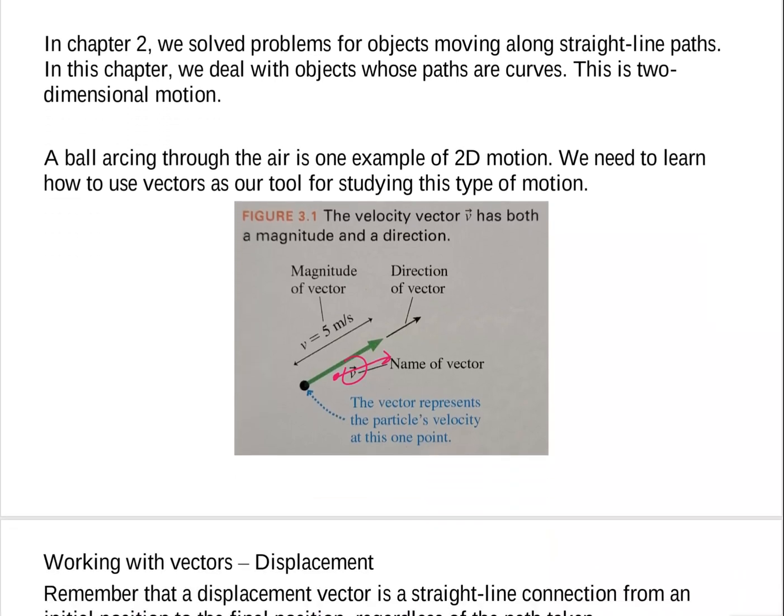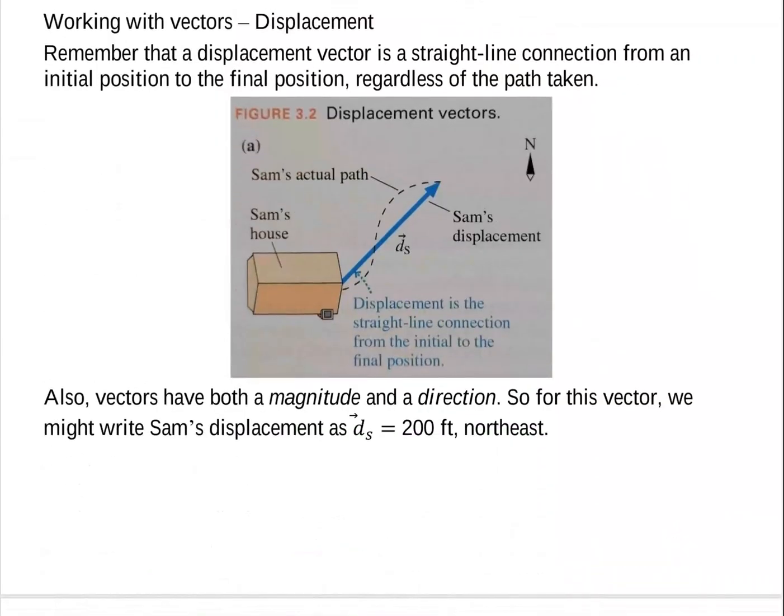Now, as we work with vectors, if it's a displacement vector, then we have a straight line connection from the initial position to the final position. So as we'll see in this diagram here, the displacement vector for Sam, from Sam's house to wherever he wound up, is not caring about what Sam's path was. So here's Sam's path. He wanders around. You know, he's sleepwalking. So here he winds up right here.